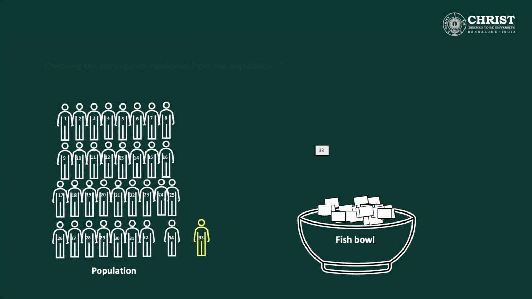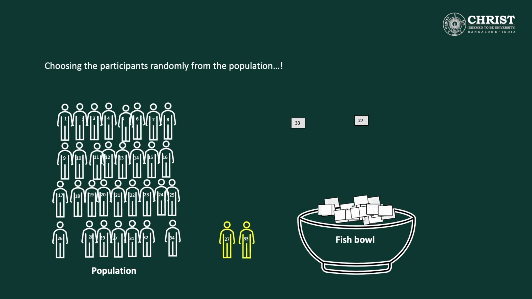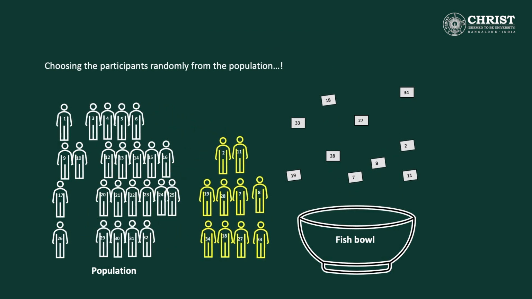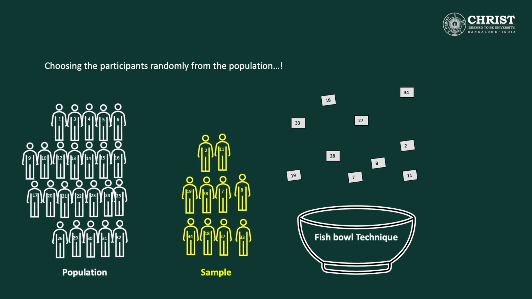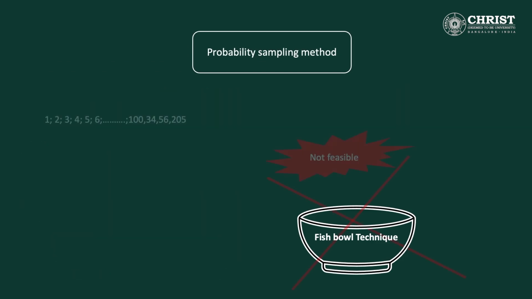For instance, here the first person we chose is of ID 33. The second person is of ID 27. Likewise, I randomly chose 10 participants from the population to the sample using the fishbowl technique. What we did now is called simple random sampling. However, this fishbowl method is not feasible if the population is large.